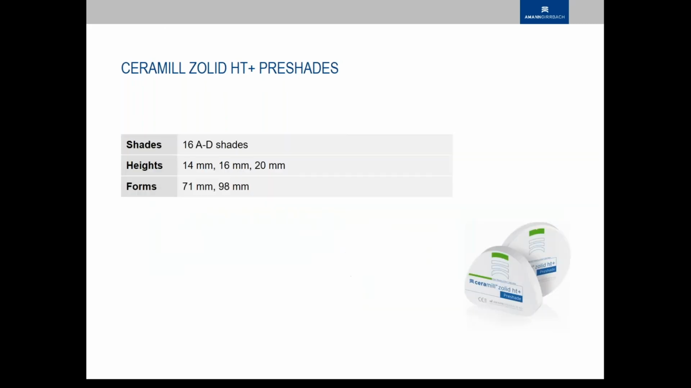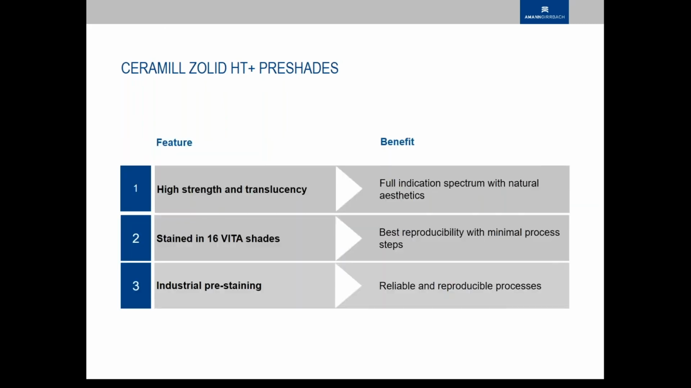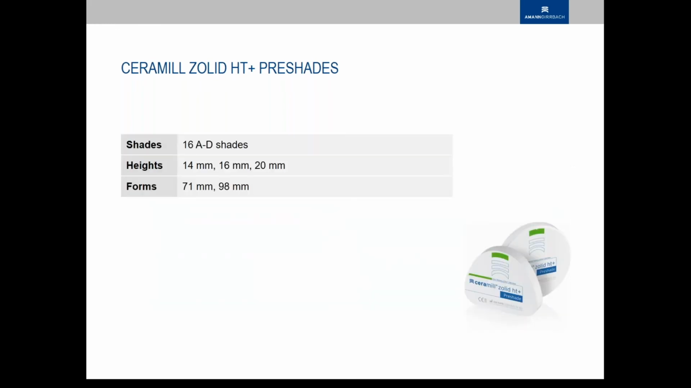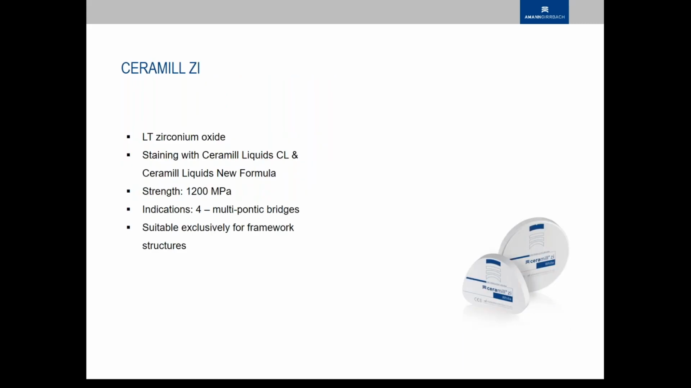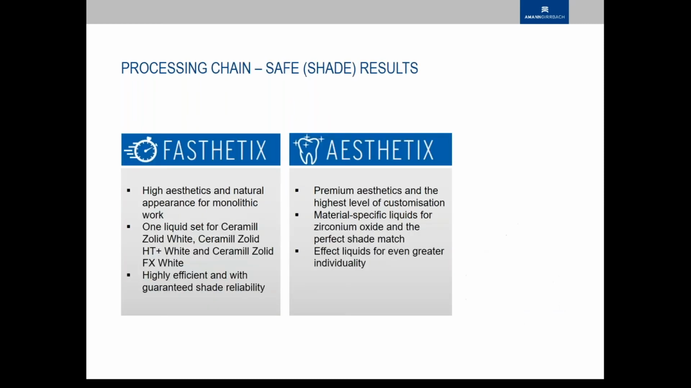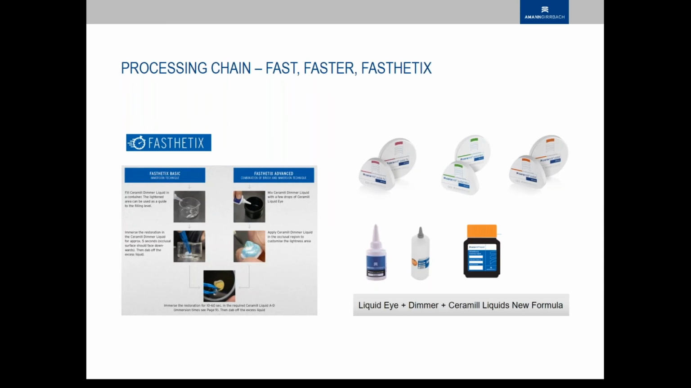The reasons here for the pre-shades are obvious, that you have a reliable and a reproducible, shade stable process. HT Plus comes in all 16 shades, and same like I already said, 14, 16, 20 is applicable for everything which comes pre-shade from us. The ZI is only available in white, but it is the strongest material and the most opaque. And they all can be used with the Fastetics method. And of course, you could also use the Aesthetics method.